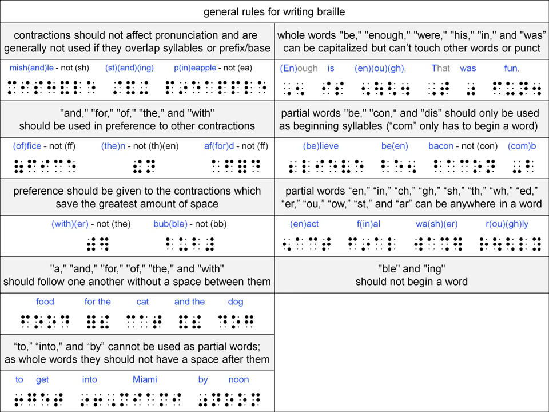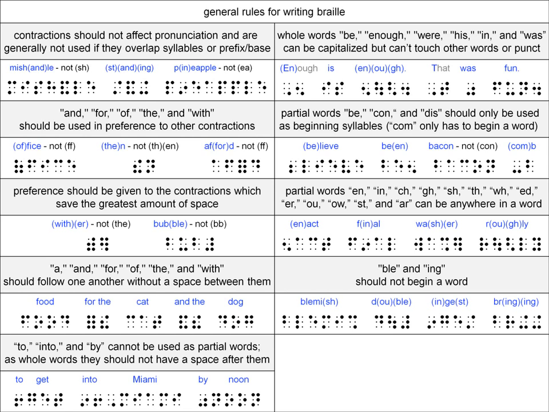Next, the BLE and ING contractions should not begin a word. So the BLE contraction does not begin the word blemish, but does end the word double. One reason for this rule is the cell for the BLE contraction is the same as the numbers character, as you may remember.